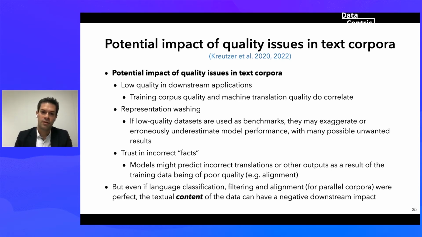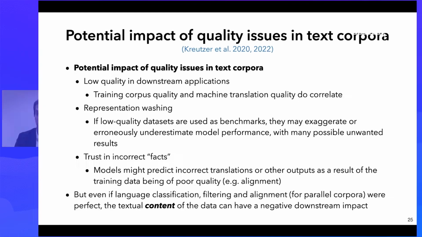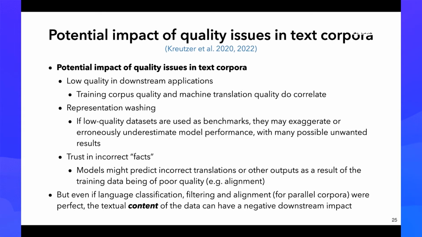Another problem is what is called in the paper representation washing. So basically, if low quality data sets are used as benchmarks, they may exaggerate, overestimate, or indeed underestimate model performance with many possible unwanted results. For instance, you might believe that you have solved a problem for a low resource language, but in fact, no. In fact, it's just the quality of the data sets that results in artificially overestimated performance metrics.